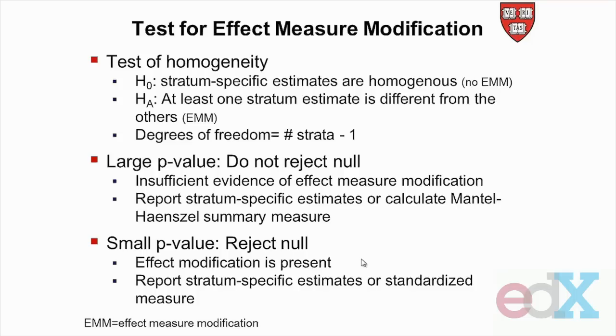After we've conducted this test of homogeneity, we're going to get a p-value. If it's a large p-value, we will not reject the null hypothesis and conclude that there is insufficient evidence of effect measure modification, in which case we'll report stratum-specific estimates or we'll calculate a Mantel-Haenszel summary measure. However, if we get a small p-value from this test, we will reject the null hypothesis and conclude that effect modification is present, in which case we'll report stratum-specific estimates or a standardized measure. Let's go ahead into Stata and see what happens when we calculate these stratum-specific estimates and a test of homogeneity.